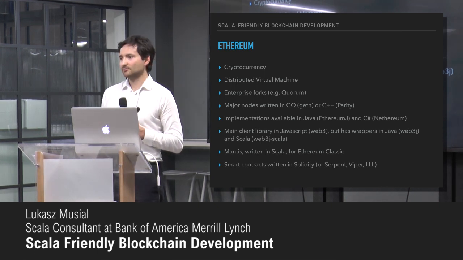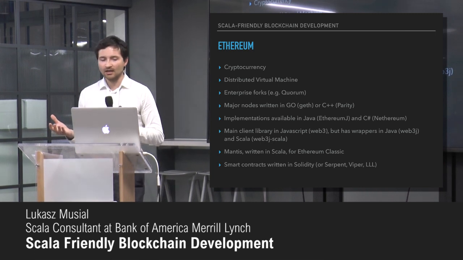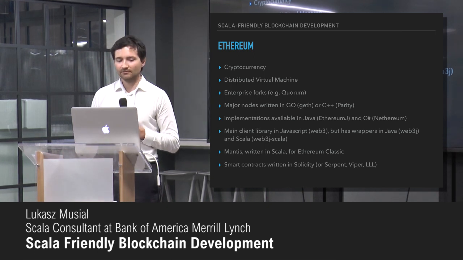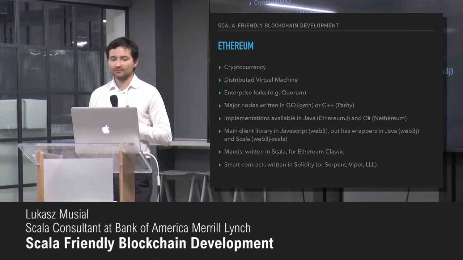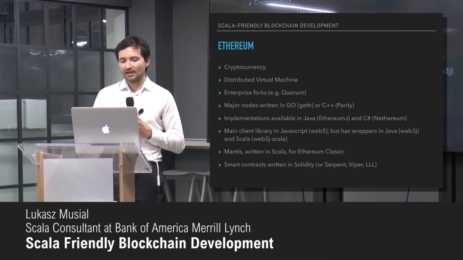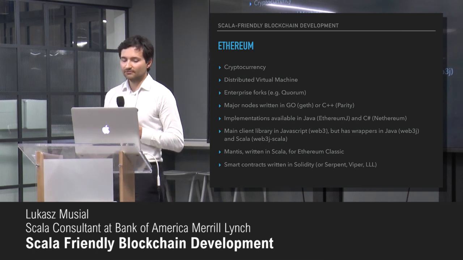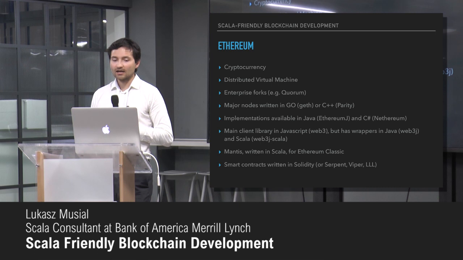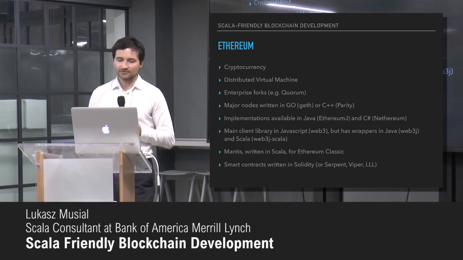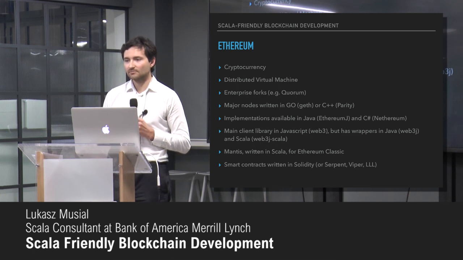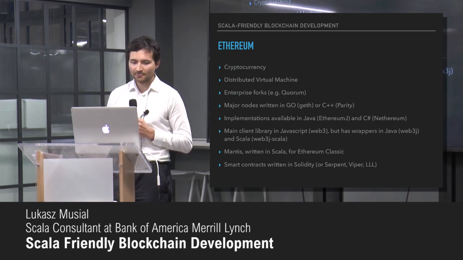It's effectively a distributed virtual machine. So the smart contracts I mentioned before, you can actually run them, and they run on every single node that's part of the network. It's very actively developed. There are forks of it as well, including Quorum, which I mentioned before. While the major nodes of it are written in Go and C++, there are also Java and C# versions of those available. So Ethereum J is a project you might be interested in.